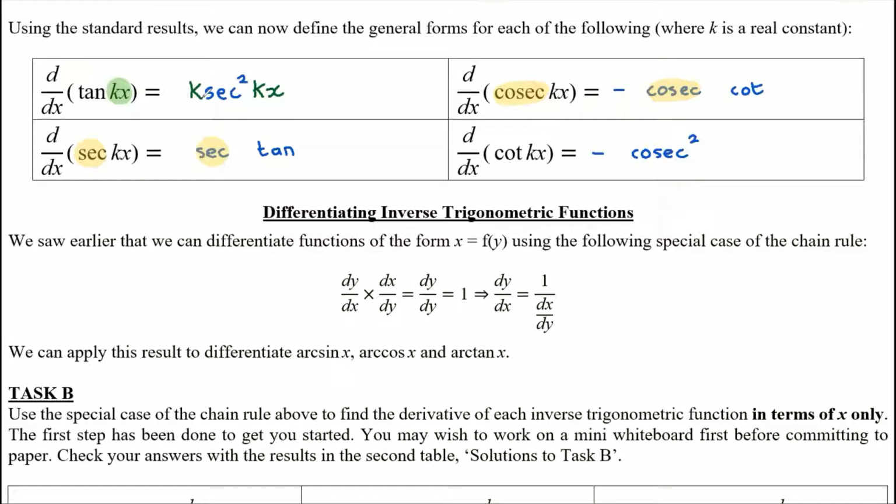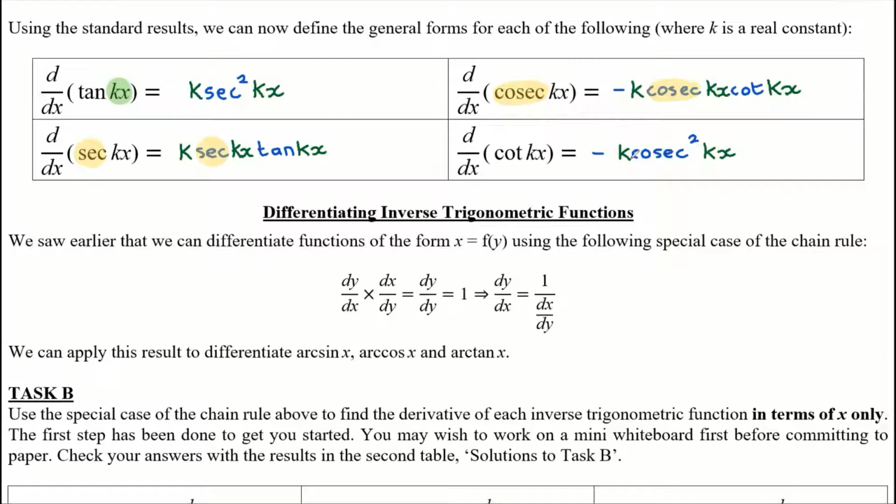Okay, and then moving through the rest of them, we retain the kx for cosec and for cot here. And even though it's appearing twice, it doesn't matter. The constant just moves once to the front. So we have negative k, cosec kx, cot kx. And we'll fill in the other two as well. So if we do sec of kx, tan of kx, the k migrates to the front. And similarly, cosec squared kx, and the k goes at the front.